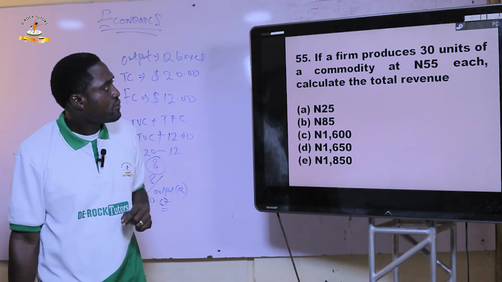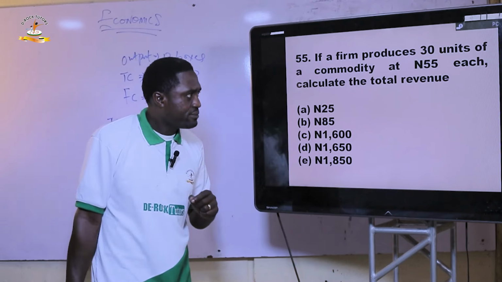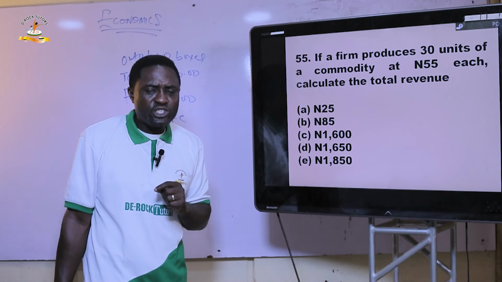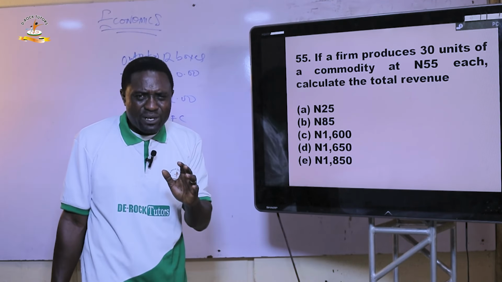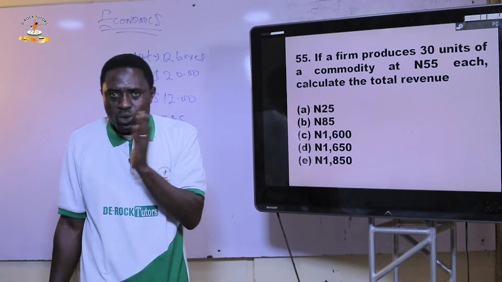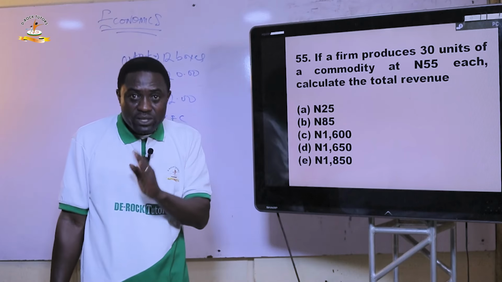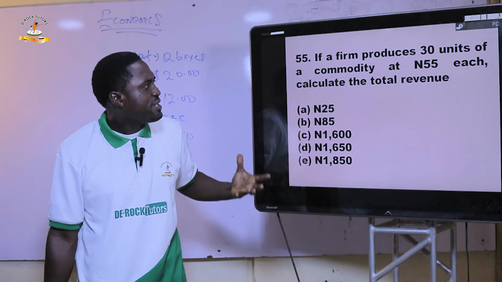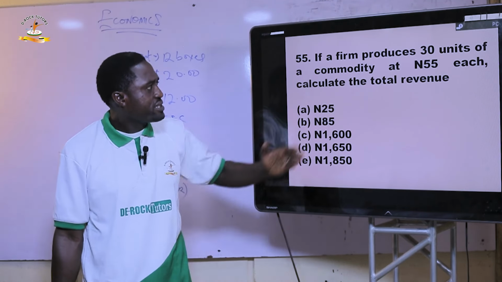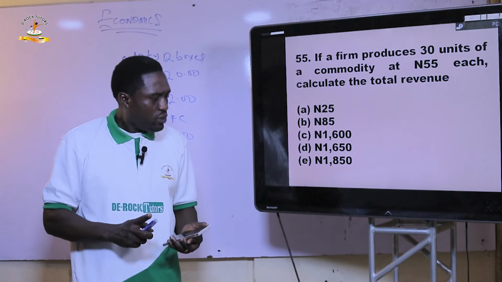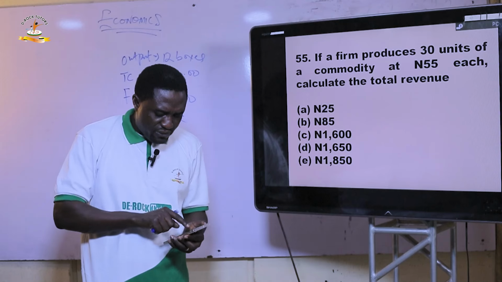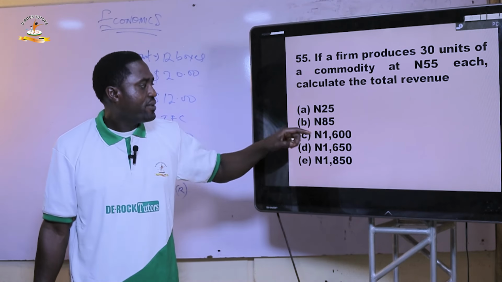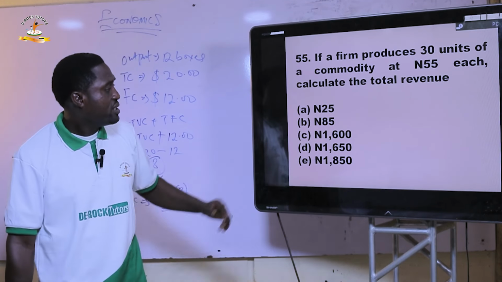The next question. If a firm produces 30 units of a commodity at 55 naira each, calculate the total revenue. I said initially when I started teaching you that getting total revenue is as simple as ABC. Just multiply price and quantity. Your price times quantity will give you total revenue. What is the price? 55 naira. What is the quantity? 30 units. So 30 times 55 will give us total revenue. That's 1,650. So 1,650 naira is the total revenue. The perfect answer to this question is D. The next question.